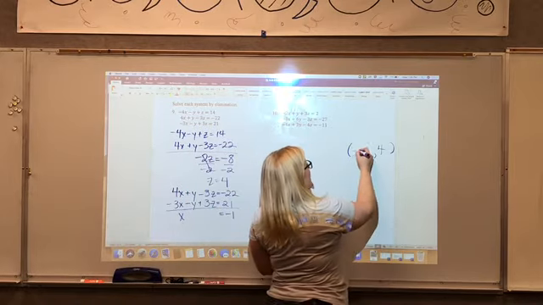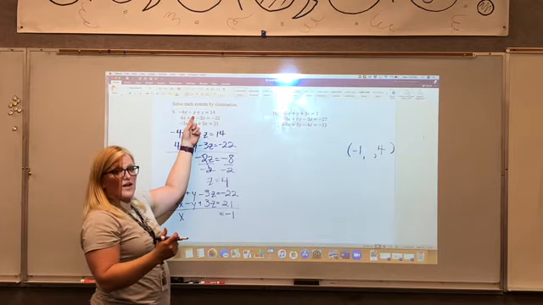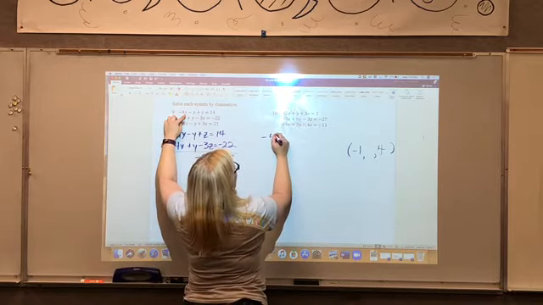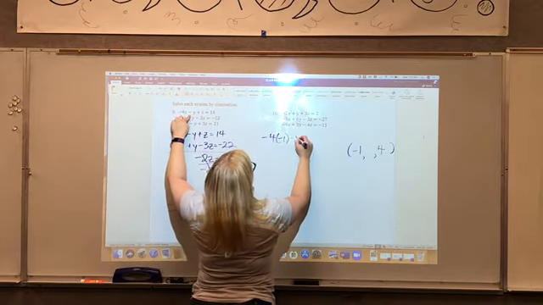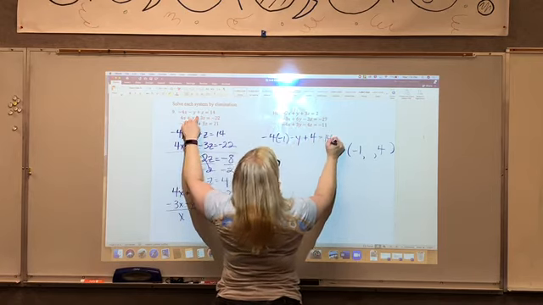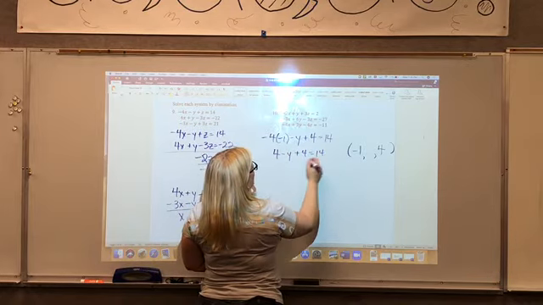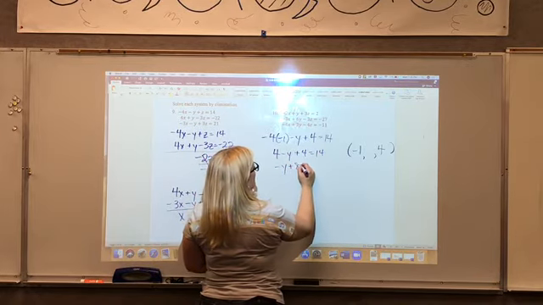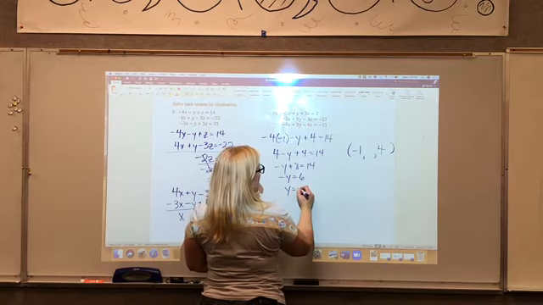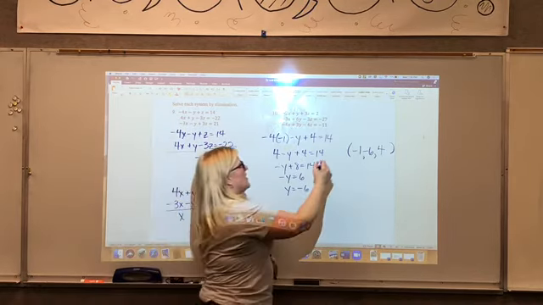So this is nice. Now all I need to do is plug this back into one of these equations, and I'll get y. So negative 4 times negative 1 minus y plus z, which is 4, equals 14. So 4 minus y plus 4 equals 14. This is negative y plus 8 equals 14. Negative y equals 6, and y equals negative 6. So this is the answer to number 9.